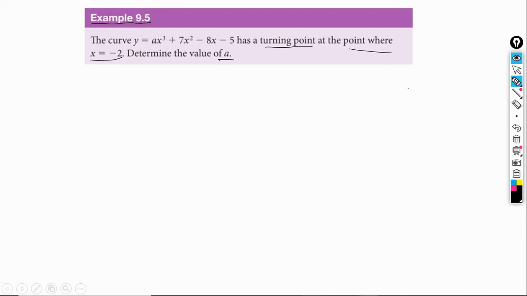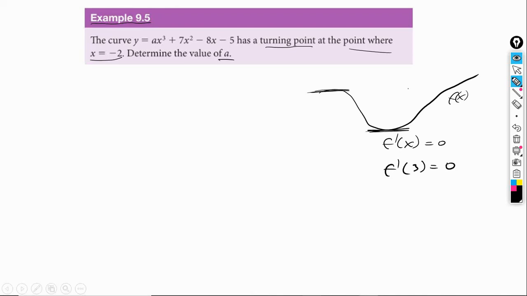So what is a turning point? Let's say you have a graph and it looks like this, more or less. You would have two turning points here. This would be one turning point, and this is another one. So turning points are parts of the graph. So if this is f of x, for these turning points, the derivative is equal to 0. So basically they're saying plug in 3 into the derivative and solve for a.